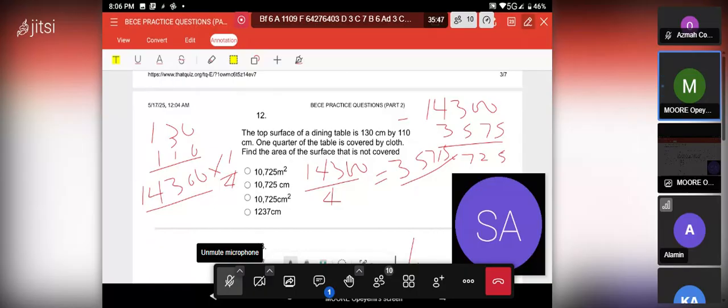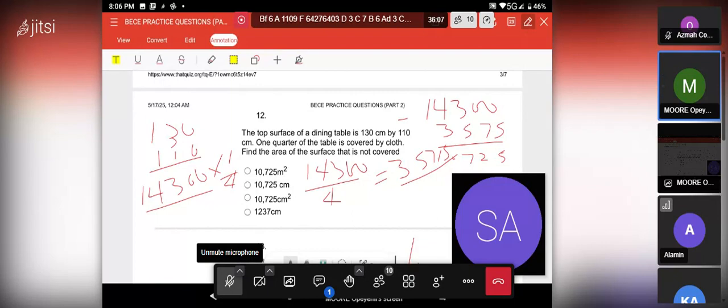Look at the unit. They put meter square, they put centimeter, they put centimeter square. You will see that students rush to jump into the answer without looking at the unit very well. From the question, they gave us centimeter, so the area is going to be centimeter square. Which of them is the correct one? First, second, third?